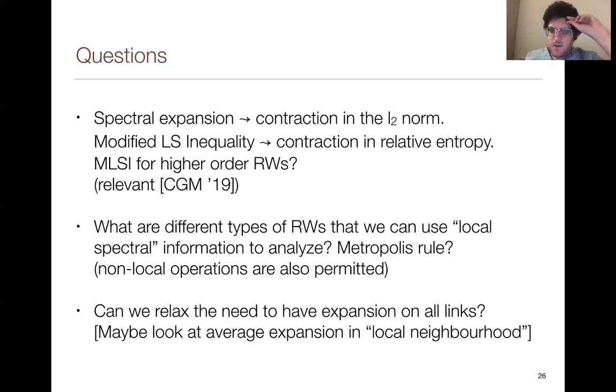And another interesting question is whether we can relax the need to have expansion on all links. Maybe we'll look at the average expansion in a local neighborhood. Can we use this? It's certainly not necessary to be connected in all links for the random walk to be ergodic. So it would be nice to have a way to quantify this a little better.